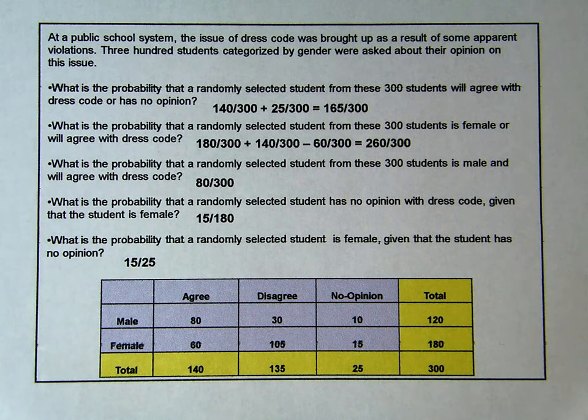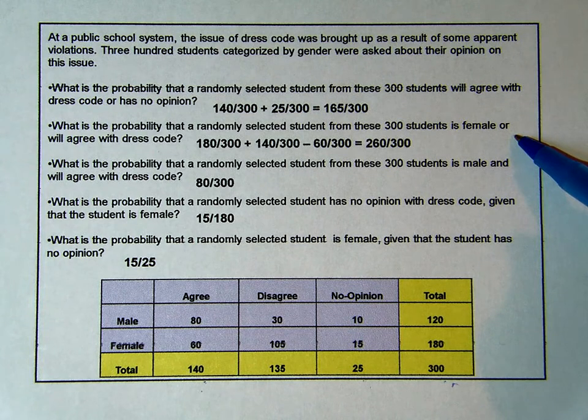First question, what is the probability that a randomly selected student from these 300 will agree with the dress code or has no opinion? Well, agree and no opinion are mutually exclusive. We could just add those 2 individual probabilities together. 140 out of 300 plus 25 out of 300 gives you the 165 out of 300 chance that you will agree or you'll have no opinion.